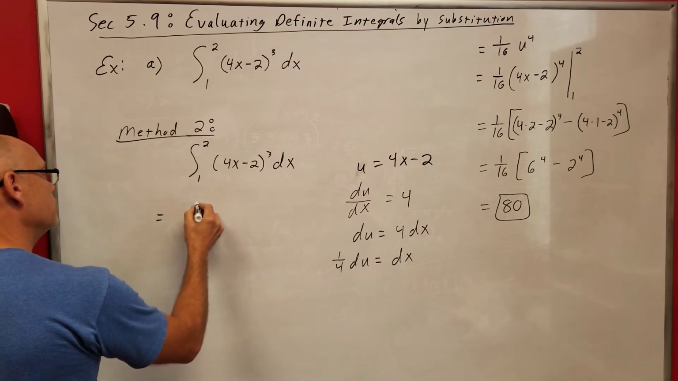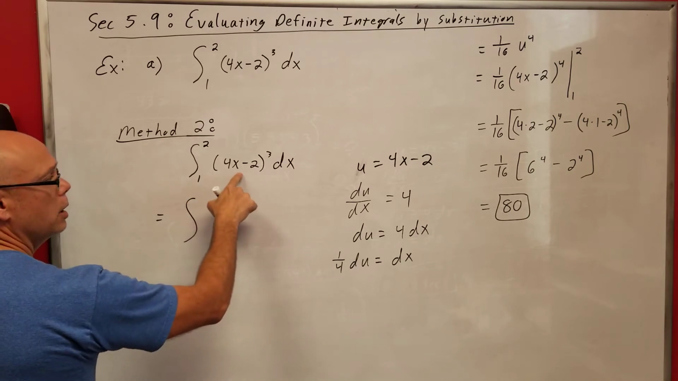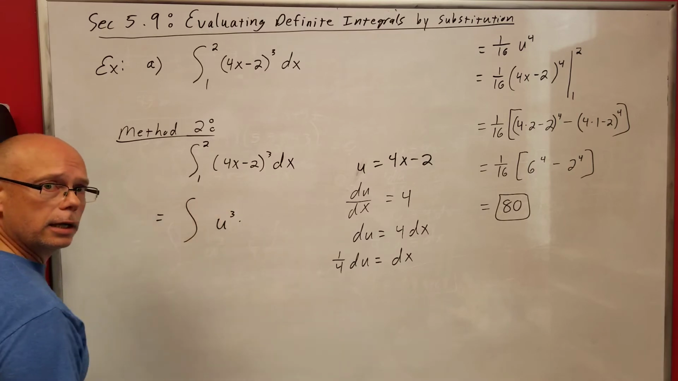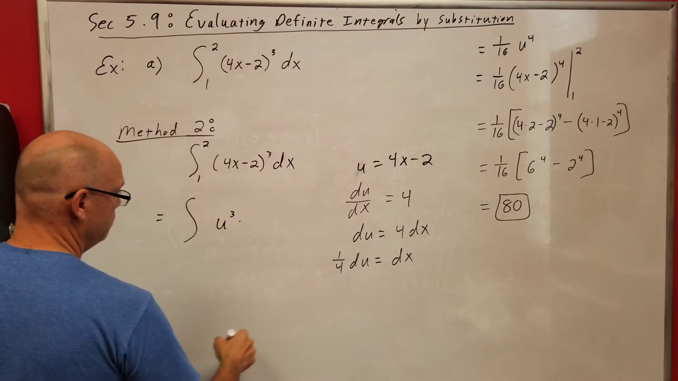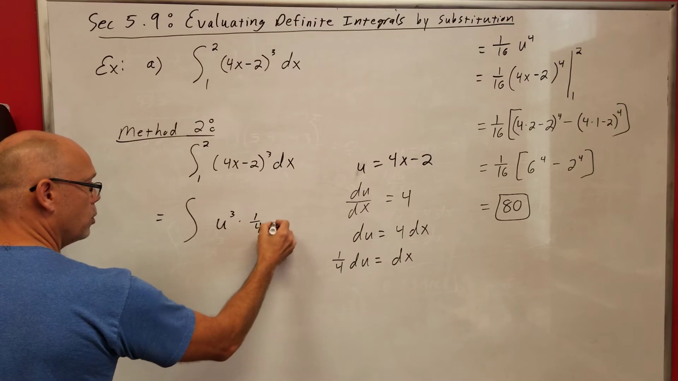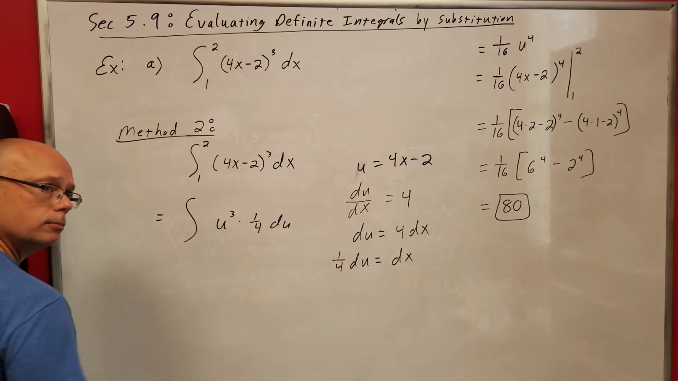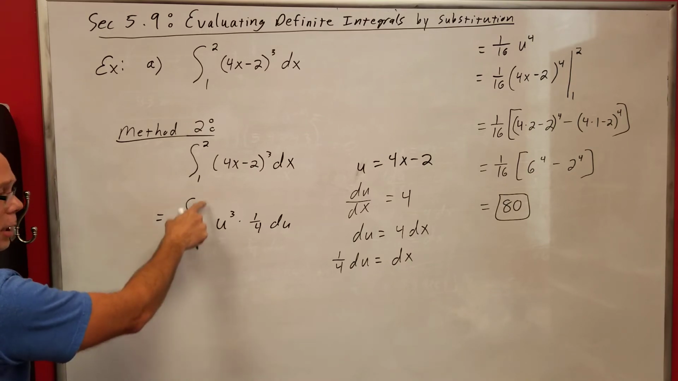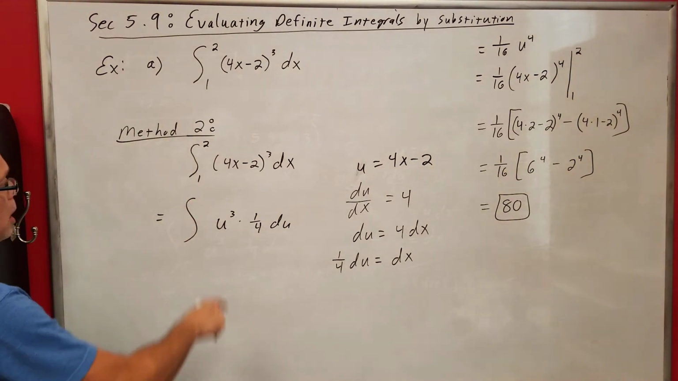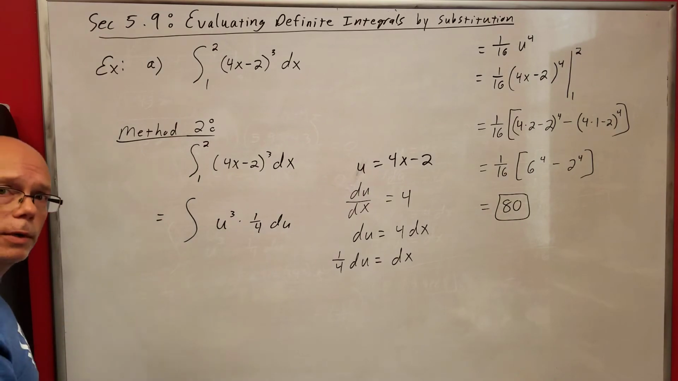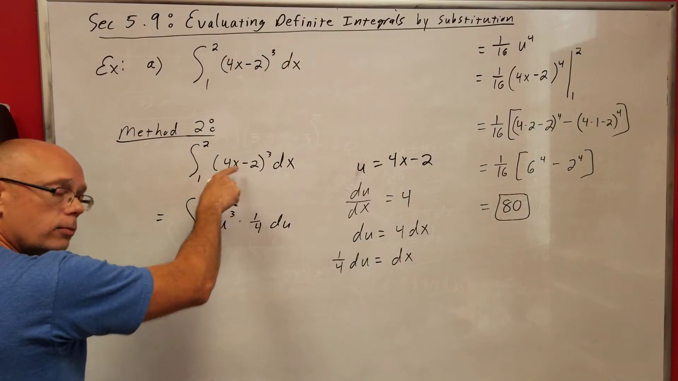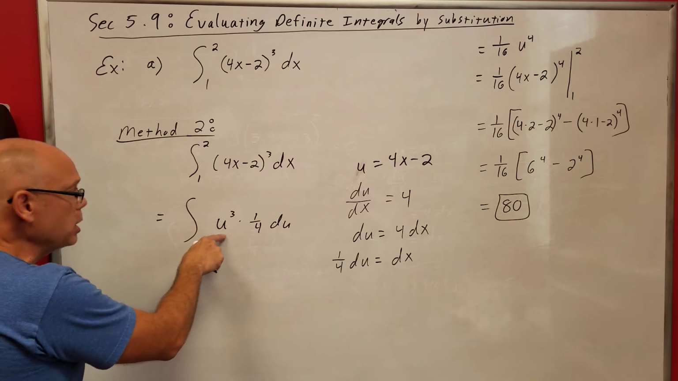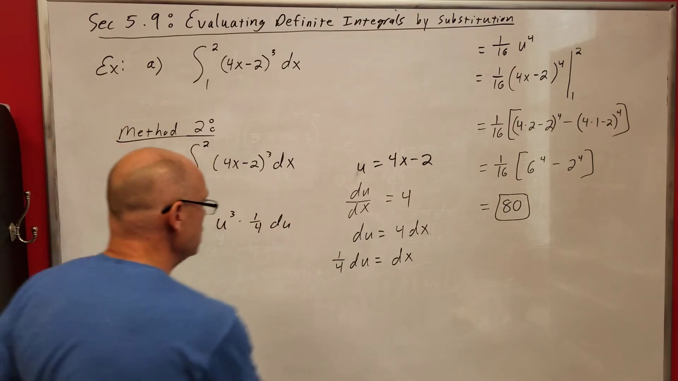So I'm going to say, here's my integral of u cubed, but instead of dx, we're going to say 1/4 du, right? Now for method 2, what you want to do is you want to put some new limits of integration here. All right, 1 and 2 were my limits of integration whenever this integrand was in terms of x. But what about when the integrand is in terms of u? I need to change these limits of integration.